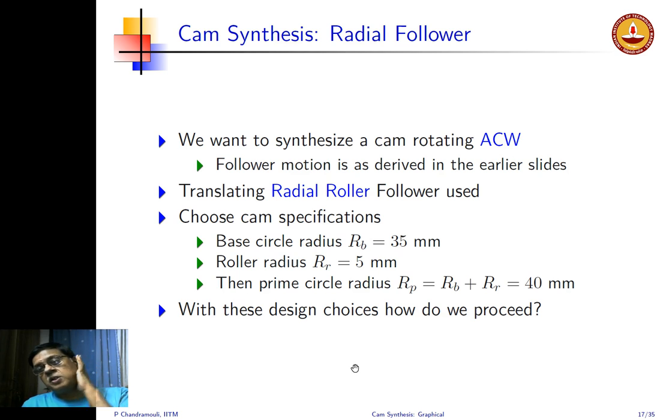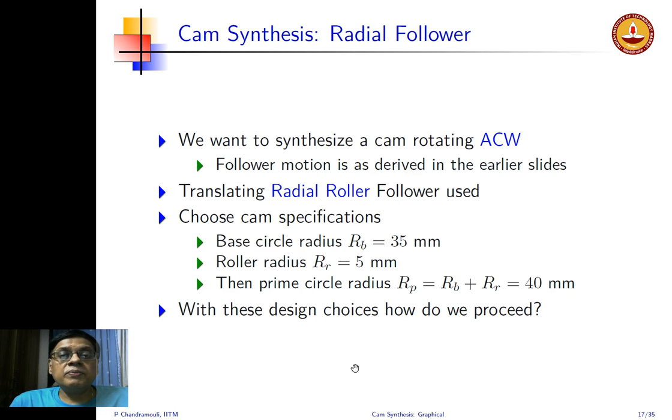We assume that it is rotating anti-clockwise. You could, of course, do it if it is clockwise. It's not a big deal. So we'll synthesize a cam assuming that it is rotating anti-clockwise. Please notice that if it is a symmetric cam, maybe we can get away by rotating it clockwise. But if it is an asymmetric cam, designed to rotate anti-clockwise, and you rotate it clockwise, you won't get the follower motion that you are supposed to get.